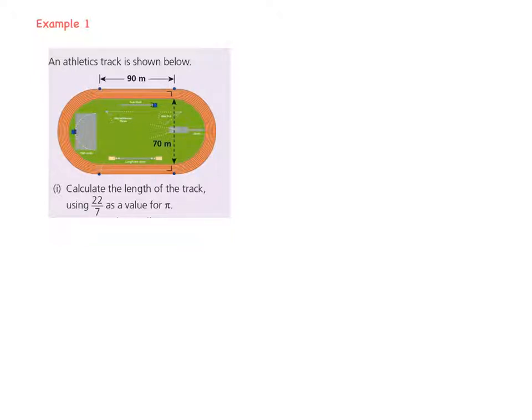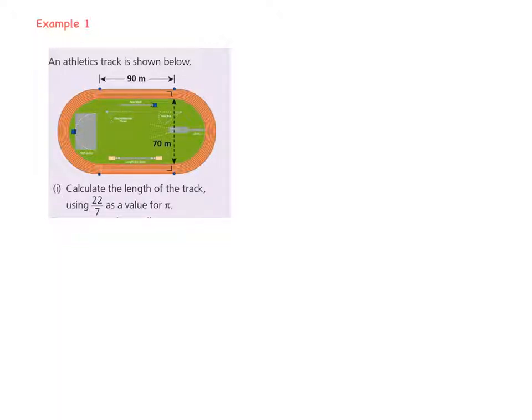And they say use 22/7 as a value for pi. If we divide 22 by 7, we get approximately 3.14. So we can use 3.14 as a decimal or 22/7 as a fraction, depending on what they want you to do.